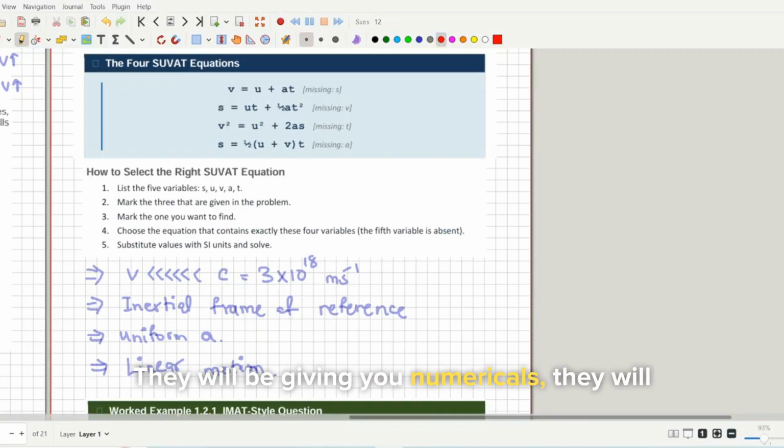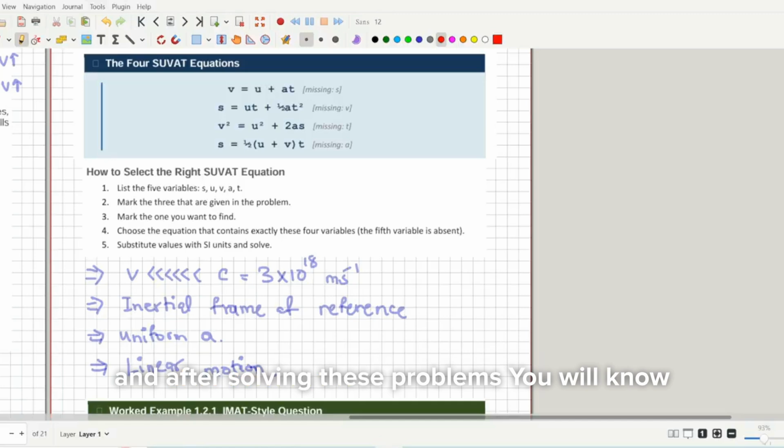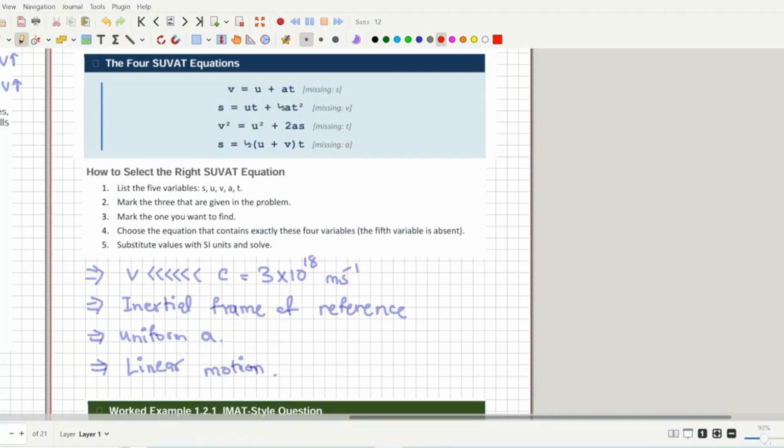They will be giving you numericals, they will give you problems. We will be solving these kinds of problems a lot, and after solving them you will know when to use which equation, how to use it, and why these equations are so important. Even though these questions look really simple, many students still get them wrong. Last year, I did a poll and about 60% of the students left this question in the IMAT exam. In IMAT these questions are not so simple. They are going to be asking you equations of motion and their applications in not a really straightforward way.